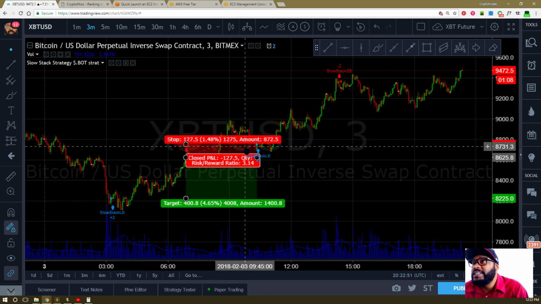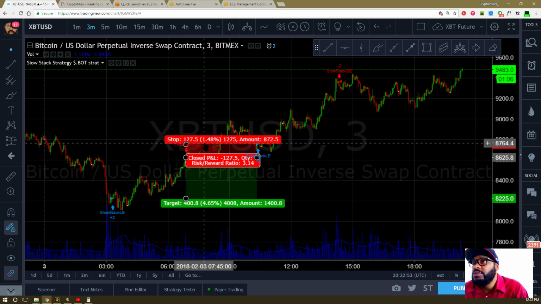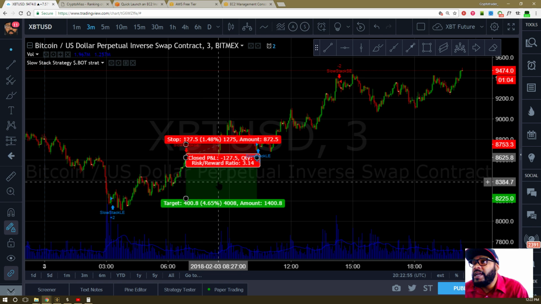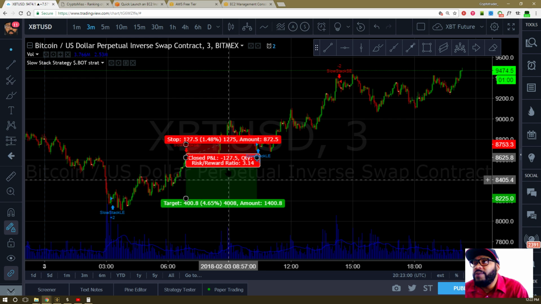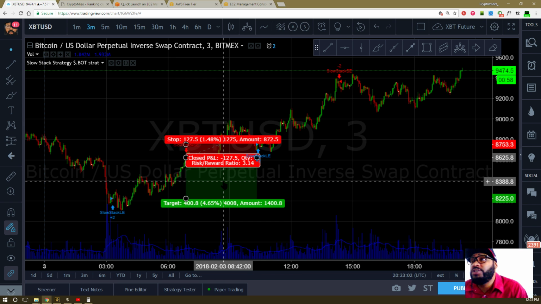But anyways, and here's the negative amount. So I lost 1.48% and I gained 4.65%. Okay, so that ratio, I'm happy. That's a great ratio. I'll lose money. As long as I'm making more money than I lose, I'm happy with that.